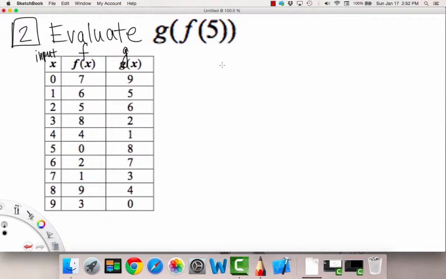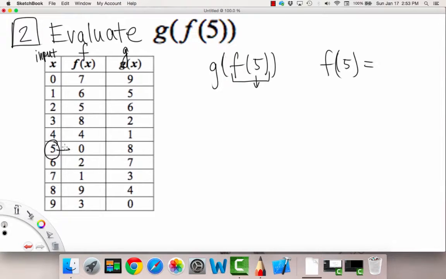Okay? So in order to figure out g of f of 5, we're going to start from the inside and work outside. So that means our initial input is going to be a 5. So what we have to figure out first is what is f of 5. Let's look at our table. When we input 5 into f, we get a 0. So f of 5 is equal to 0.